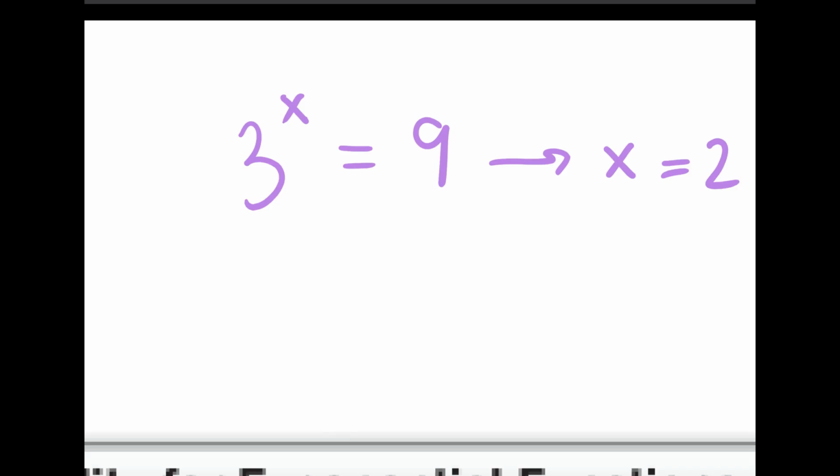Welcome to the screencast for 7.2. So 7.2 is about solving exponential equations. We're not doing the inequalities, we're just doing exponential equations.